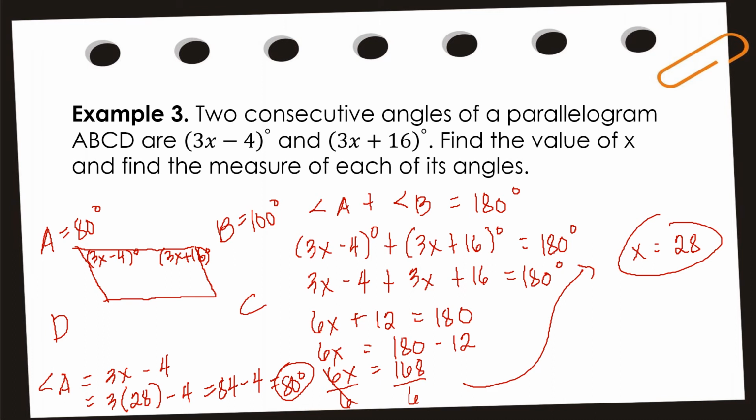Or you can solve for angle B by substituting 28 to x. If angle B is 3x plus 16, we have 3 times 28 plus 16. 3 times 28 is equal to 84, and 84 plus 16 is equal to 100. Okay, so angle B measures 100 degrees.